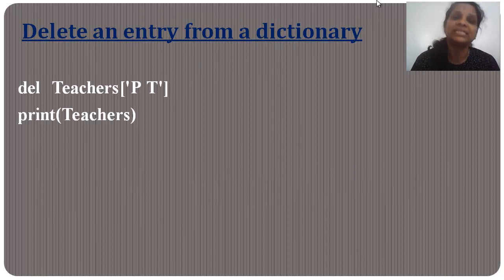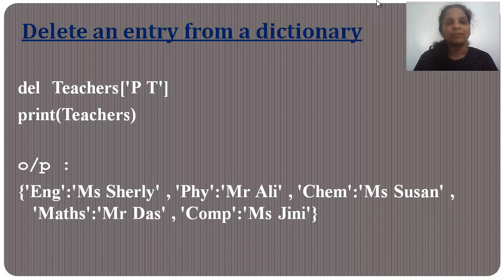Now, how do you delete something from a dictionary? You write the word del, you write the name of your dictionary and you specify the key. So the value and the key both get deleted from the dictionary. So if I do this, that entire key value pair, which is PT with Mr. Johan, got deleted. Is that clear? So I hope you learned how to add, how to update and how to delete an entry from the dictionary.